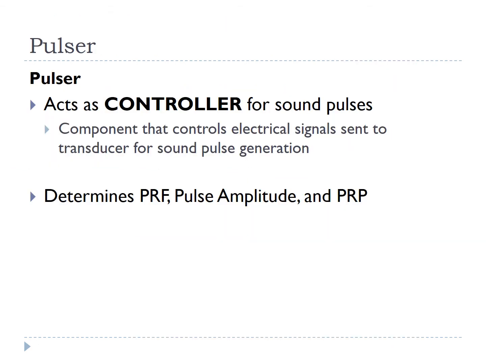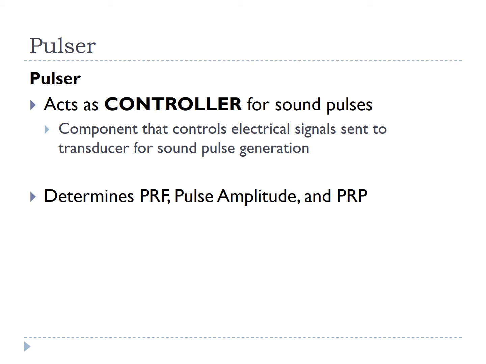We're going to cover all those pieces in depth over the next couple of chapters, so we're going to start with the pulsar. The pulsar is the controller for the sound pulses. This is the part of the machine that produces that electrical voltage that drives the transducer. The pulsar operates at the frequency of the probe, so it sends electrical signals to the transducer at the same rate the transducer will produce sound pulses. So if we have a 2 megahertz transducer, that voltage is 2 megahertz, the sound pulse is 2 megahertz. They match up.